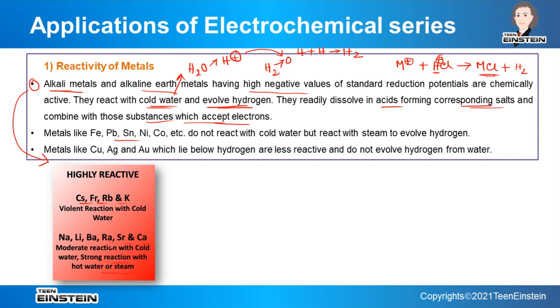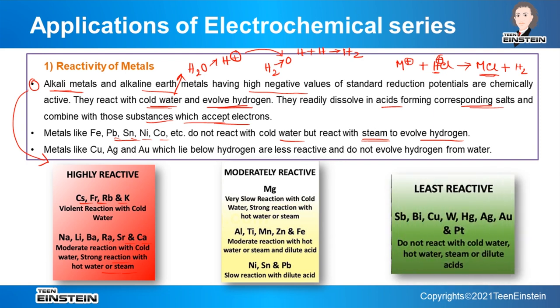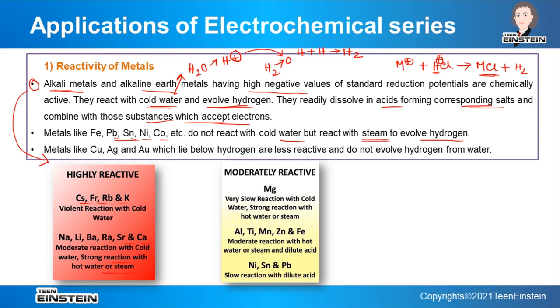Okay, but within this table also there is variation of reactivity. The next category is iron, Pb, Sn, nickel, cobalt, etc. They do not react with cold water, but with steam they can react. That means now we have to provide more energy, then only they can react. That means their reactivity is lesser compared to the previous group. Only if we provide steam can they produce hydrogen, but with cold water there will be no reaction. So this second type is moderately reactive.